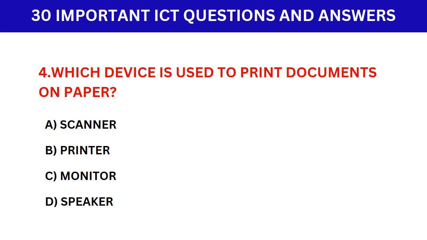Question number 4. Which device is used to print documents on paper? Option A, scanner. Option B, printer. Option C, monitor. Option D, speaker. The right answer is option B, printer. A printer produces a hard copy of digital documents on paper.